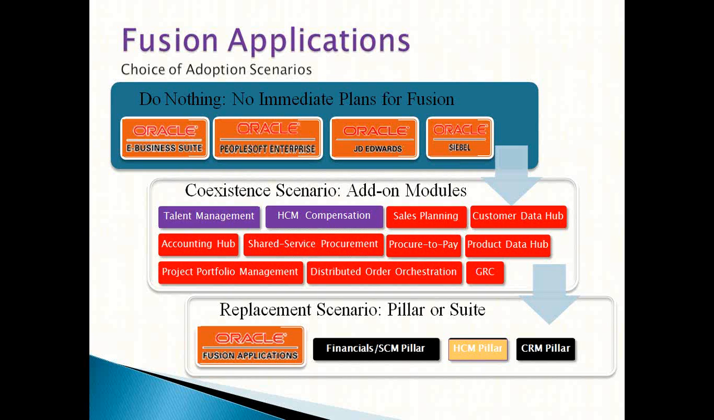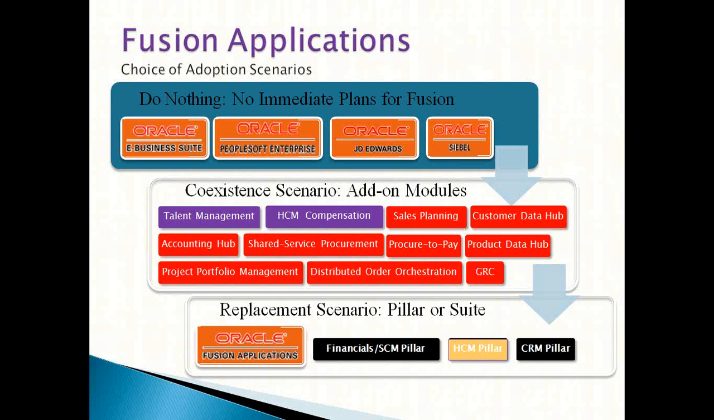Or you can go for a coexistence model, that is a mixed environment. That means whatever existing core applications you are running, you can continue with them and plug and play some of the cloud applications. Like I said earlier in the example, you can continue with your PeopleSoft core HCM, but try out Fusion HCM only for performance management or compensation management.